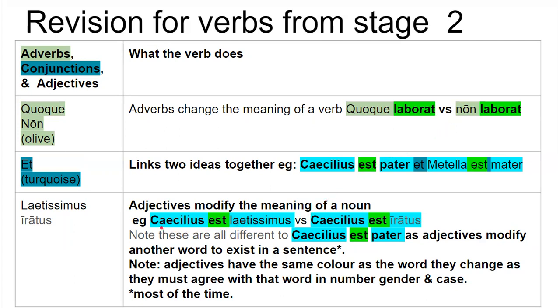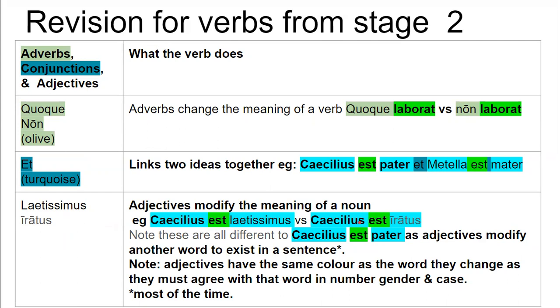All right. Laetissimus and iratus, we talked about adjectives and how they will modify the meaning of a noun. I think that I will give a little bit more information. Notice that laetissimus and Caecilius both end in US, just like iratus and Caecilius end in US.